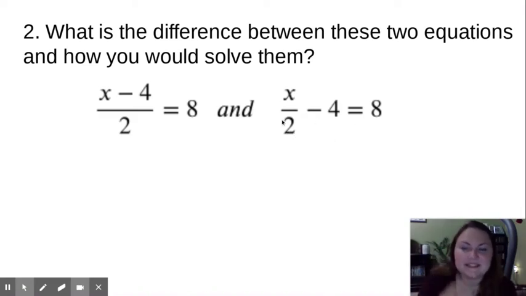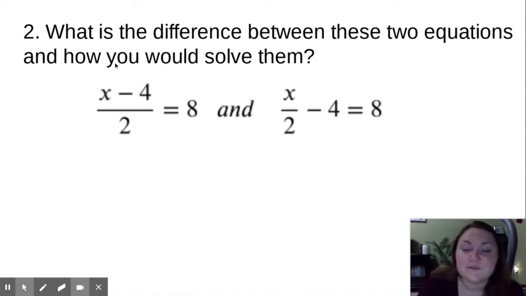So it has the steps in a different order. This is saying first we're going to subtract 4 from x, then divide. This is saying first we're going to divide and then subtract 4. So that idea of what's being divided is what's making these equations different.